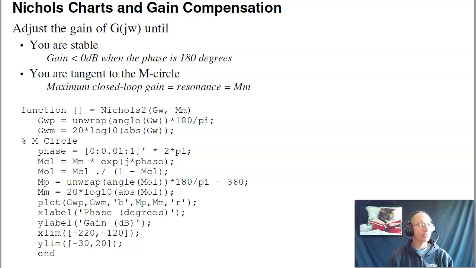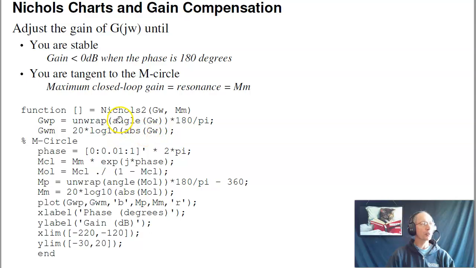This is a function called Nichols 2, so it doesn't step on the MATLAB function Nichols. I pass it the gain versus frequency and the M circle I want. So this is an amplitude, not dB. What I do then is calculate what is the phase of G omega in degrees, what is the amplitude in dB, and then on the Nichols chart plot phase versus amplitude in dB.